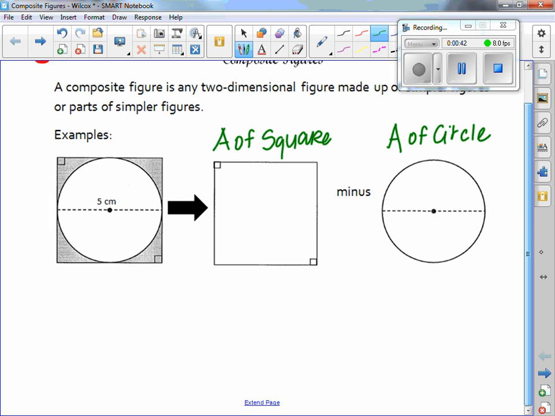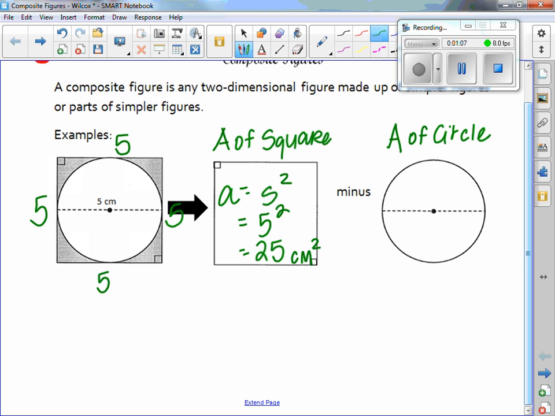The area of a square, its area on your formula chart is area equals S squared, meaning side length squared. You can see that the diameter of the circle is 5. And because it's a square, that means that all four sides of my square are going to be 5. Side length squared, so the area of my square would be 5 squared, which is 25 centimeters squared.